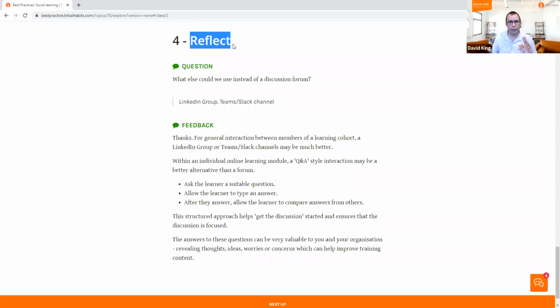Usually it's our reflect element in Tribal Habits. And the way it's going to work is this. We're going to ask the learner a question. We're going to let them type an answer. And then after they answer, they can compare the answers that other people have given to that question. It's essentially a structured discussion. So it's allowing everyone to type open answers and then to see what other people have written and reflect and learn upon that. So it's a more focused discussion around a very specific topic.